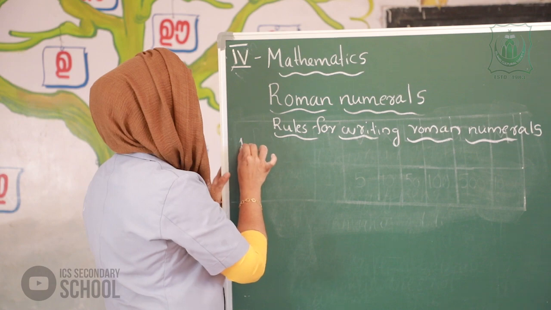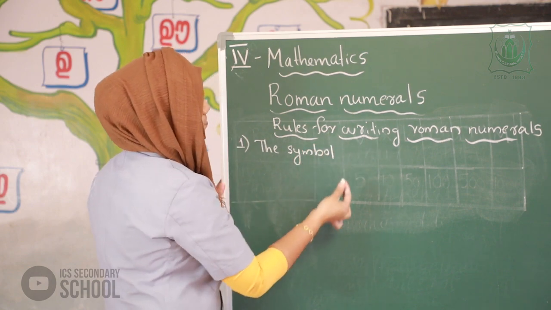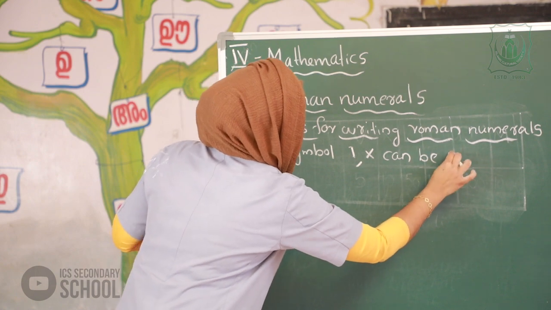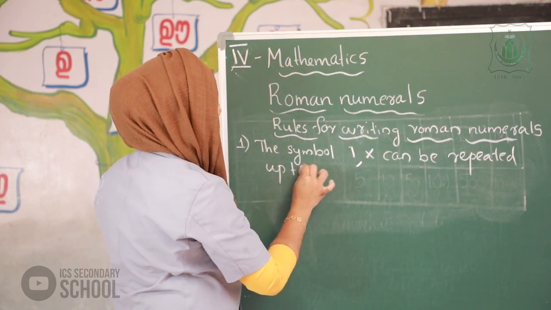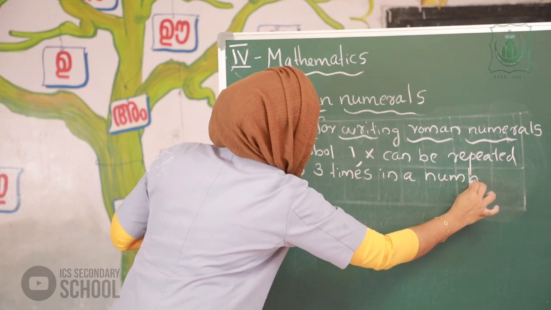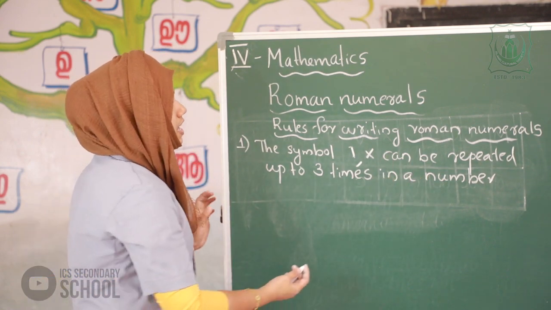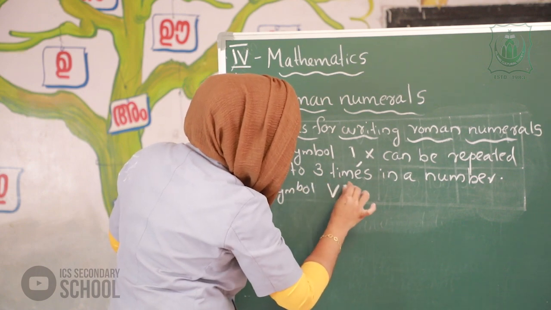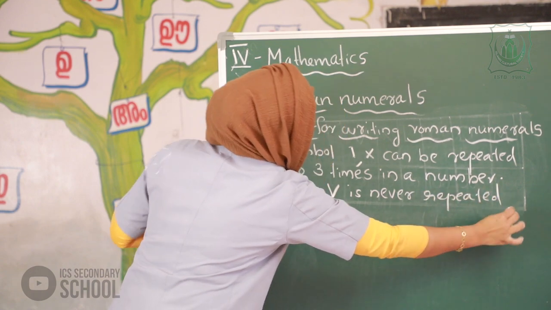The first one is the symbols I and X can be repeated up to 3 times in a number. This is very important. The symbol I and X can be repeated up to 3 times in a number. The symbol V is never repeated. Okay, the V is never repeated. With example, you can understand.